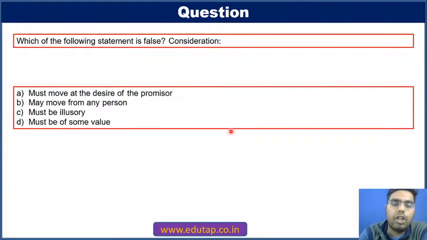Next question, which of the following statements is false? Consideration: A, must move at the desire of the promisor; B, may move from any person; C, must be illusory; D, must be of some value. So it must be of some value.